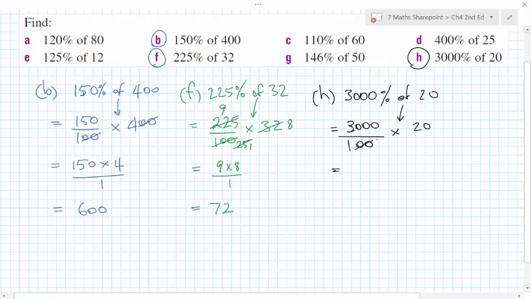So let's have a look here. I know that that 100 there divides into the 100 up the top. So I'm left with 30 times 20 over 1. So if I look at 30 times 20, that answer there is then 600.